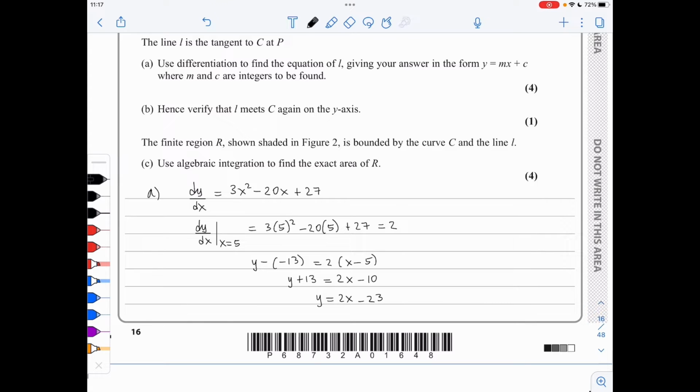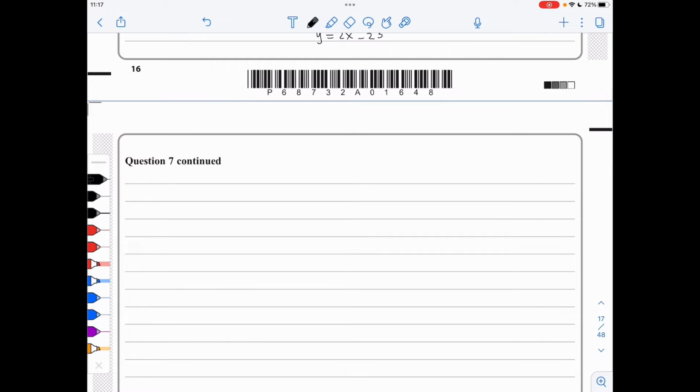It then in part B says, hence verify that L meets C again on the y-axis. So I will just substitute x is 0 for both the straight line and the curve. So when x is 0 for the tangent, the straight line, we get y is 2 times 0 minus 23, which is negative 23. And for the curve, when x is 0, we get y is 0 cubed minus 10 times 0 squared plus 27 times 0 minus 23, which is also negative 23.